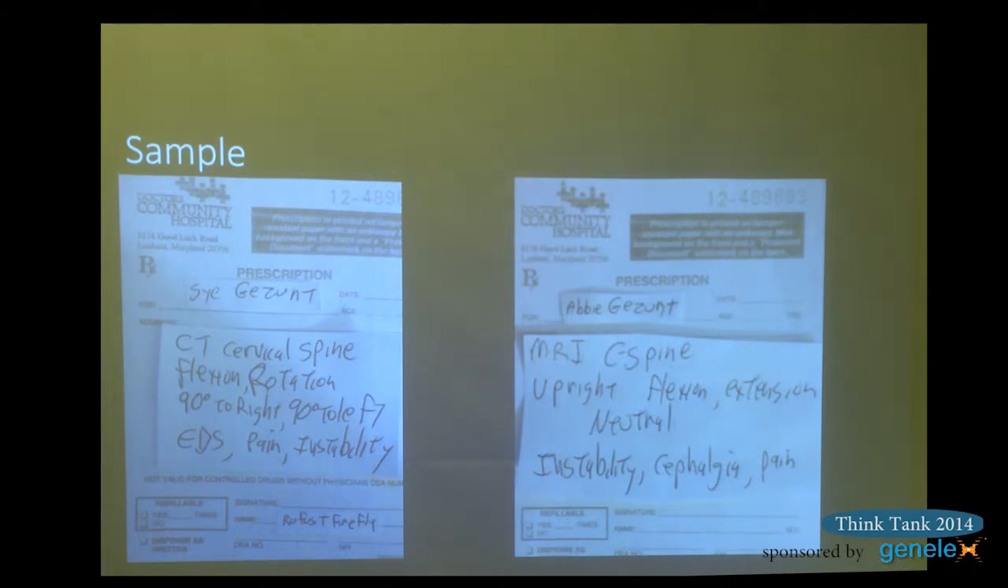someone suggested I put in a sample prescription, so my son helped me with this one. CT of cervical spine with flexion, rotation 90 degrees to right, 90 degrees to left. The indication is Ehlers-Danlos syndrome, pain, and instability. And for the cervical spine MRI, upright with flexion, extension, and neutral, and evaluation for instability, head pain.